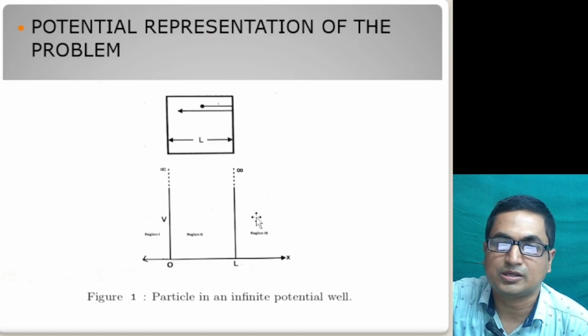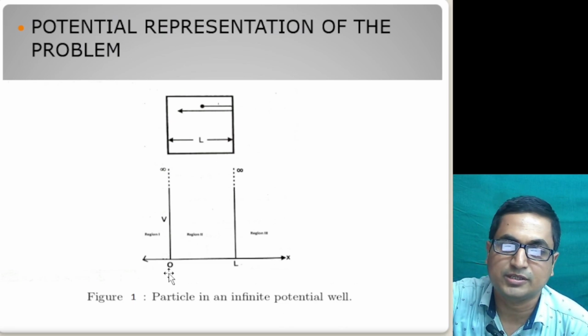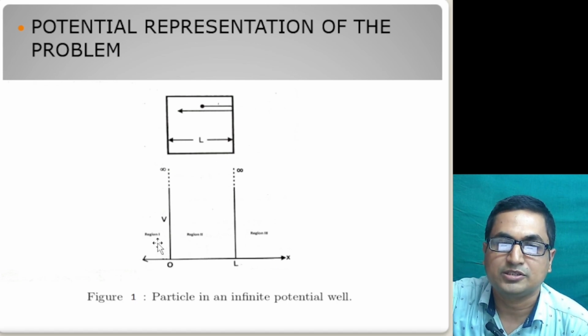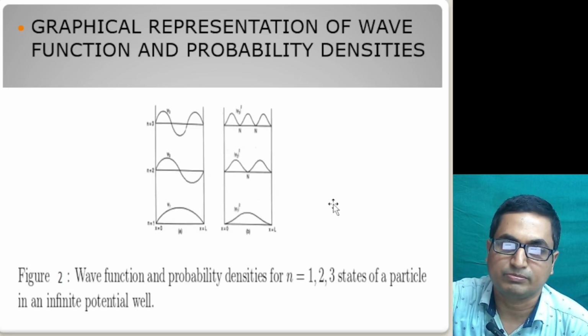Now this is the representation of the infinite square potential, where on the left hand side x = 0, on the right hand side x = L, and this is region 1, this is region 2, this is region 3. We see that the potential is infinite at x = 0 and at x = L, and on the sides of the well the wave functions also vanish. We are finding the wave function only within this region. This was the representation for the problem.